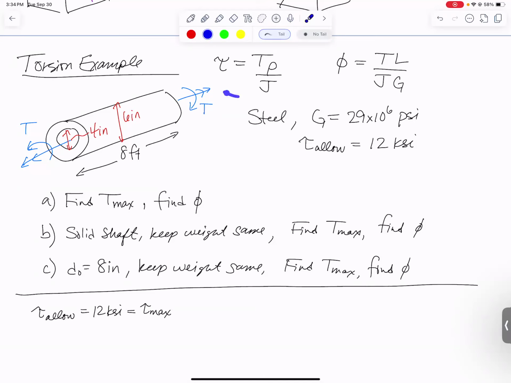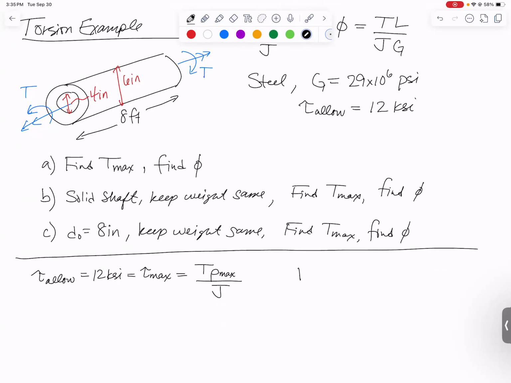Well, let's pull up our stress equation. It says tau max is going to be T rho, I'll call it rho max, over J. Our max stress always occurs where we are at the maximum radial location. So given that this shaft has a 6-inch diameter, rho max will be half of that, 3 inches. So let's fill this in. I want to solve for T.